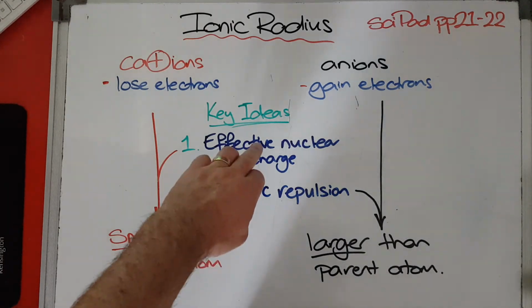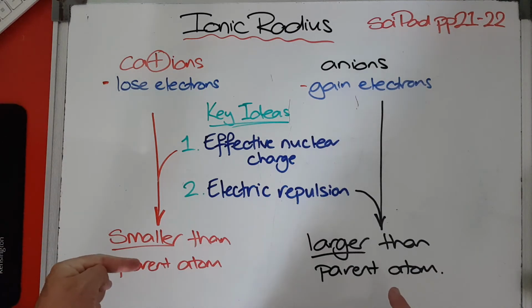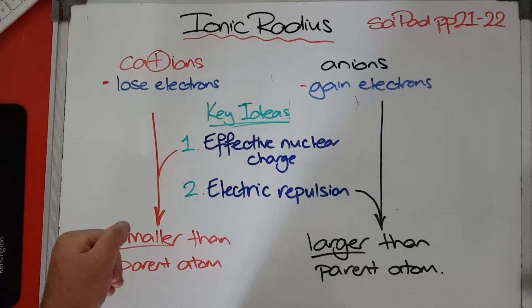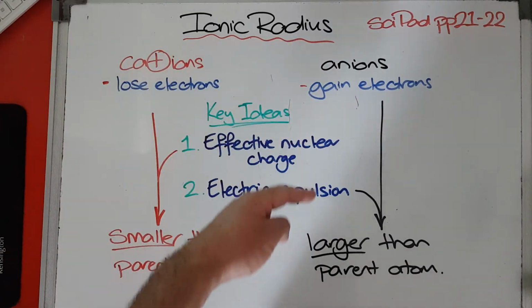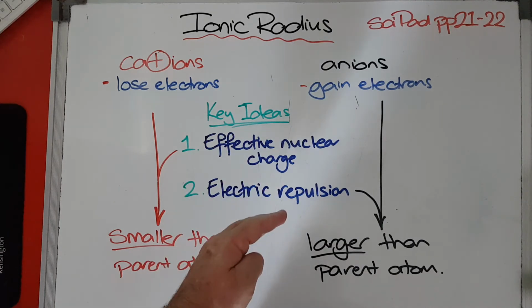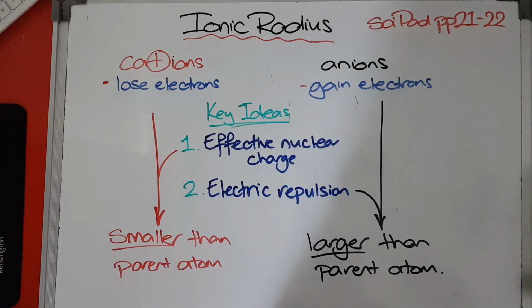So we use these two principles to explain why cations get smaller, that is that they lose an entire energy level, so the effective nuclear charge on the outermost electrons is increased because there's less shielding. Or if an anion is formed, why they're larger, even though the effective nuclear charge is the same on each electron, the electric repulsion within that energy level has increased because there's more electrons in the same energy level.